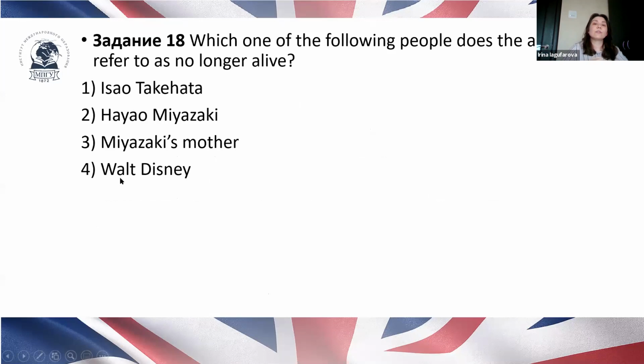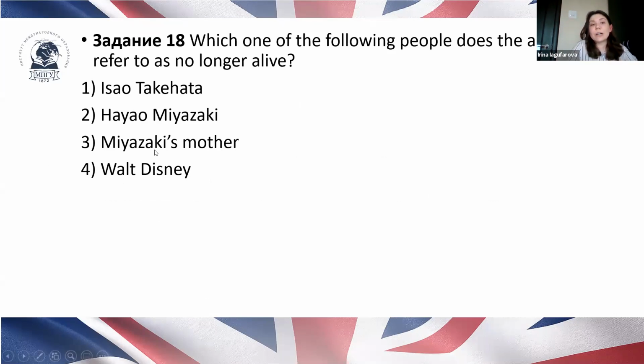So let's analyze it all together. Which of the presented people does the article refer to as no longer alive? We have four people here: Yasao Takehata, Hayao Miyazaki, Miyazaki's mother, and Walt Disney. No longer alive means this person is dead. We should have this information in the article, so we just need to find it.